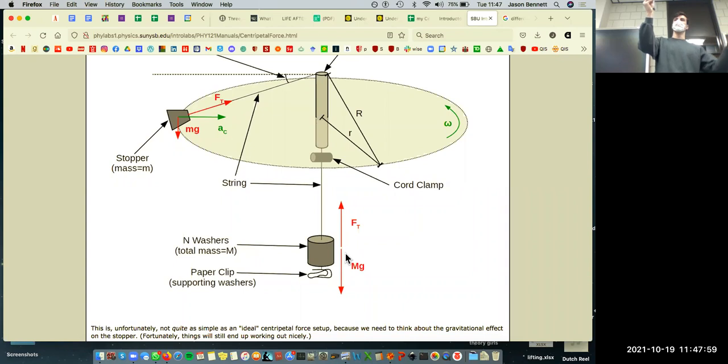We do want one period, but what we're going to do instead is time 10 periods. So you press the stopwatch, 1, 2, 3, 4, 5, 6, 7, 8, 9, 10, and then you stop the stopwatch, and then that is 10 periods, which you can divide by 10 and get the actual period. So that is how the system works. And now, why does it work?